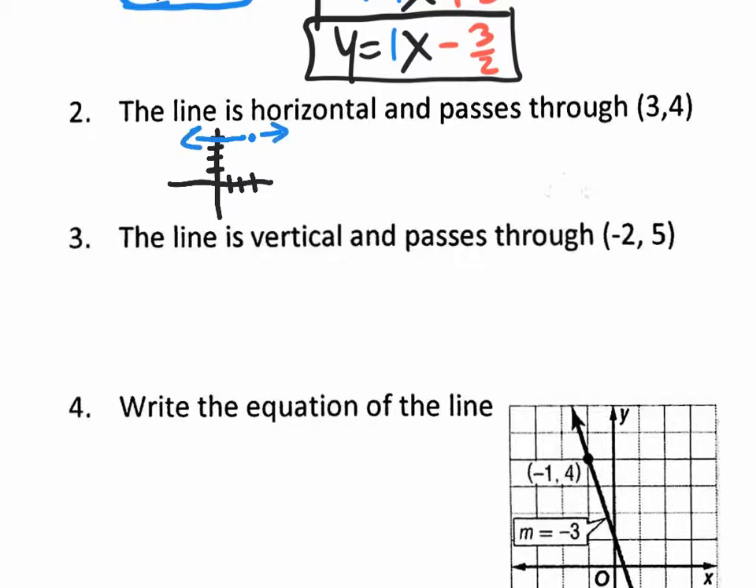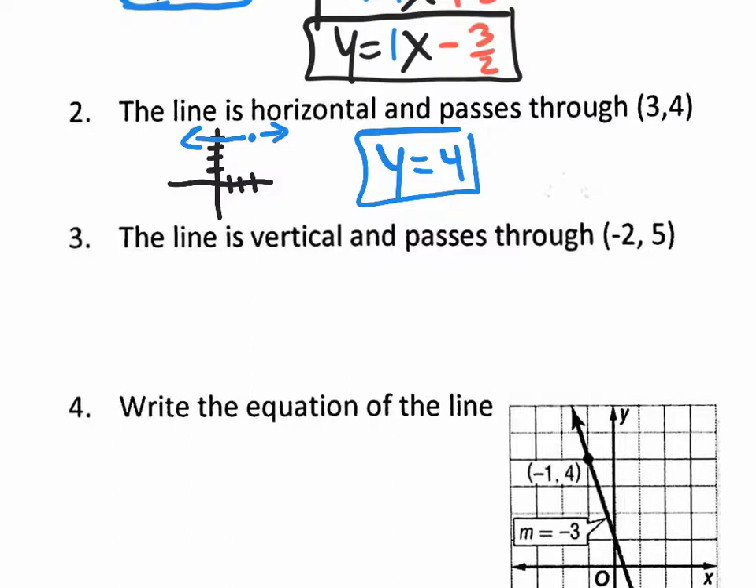So what kind of equation would produce a horizontal line? An x equals or a y equals? A y equals, and where does it cross the y-axis? At 4. So you would say y equals 4. And that's it. Okay? How about number 3?